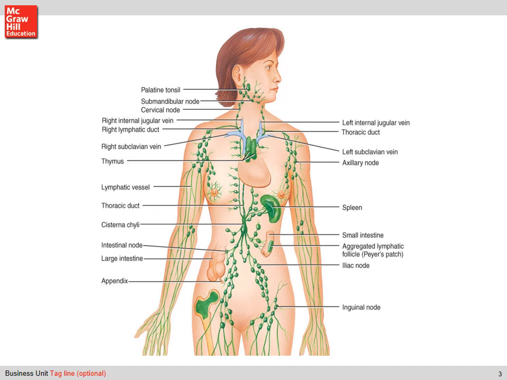So this is one of the reasons why chapter 21 will cover both the lymphatic system and the immune system as one, because they're very codependent of each other.